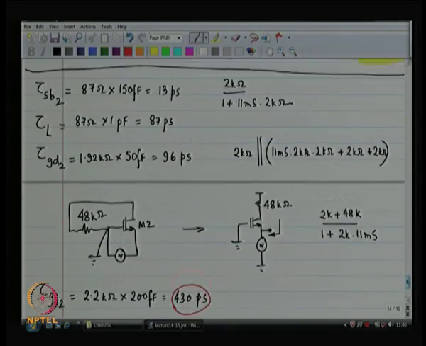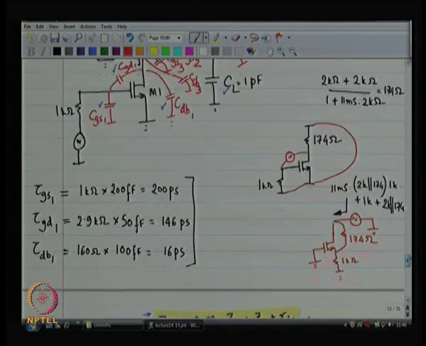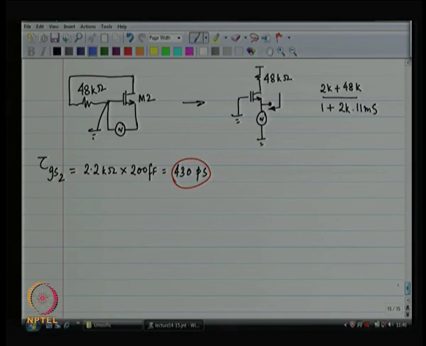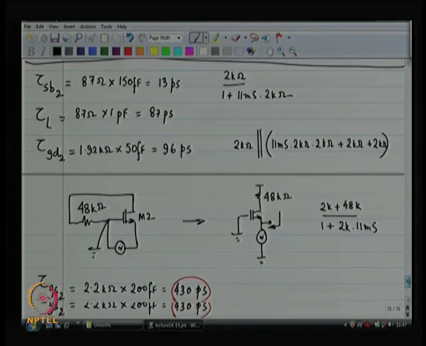Okay. Now, that is as far as device number 2 is concerned. What about device number 3? Device number 3, I have got C drain to body 3, that is identical to C gate to drain 2. C gate to drain 2 saw 1.92 kilo ohms.